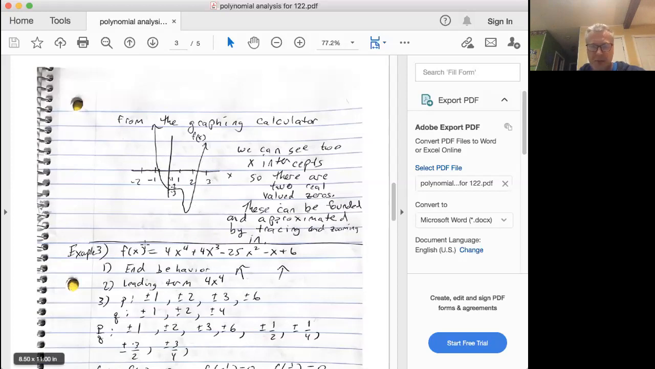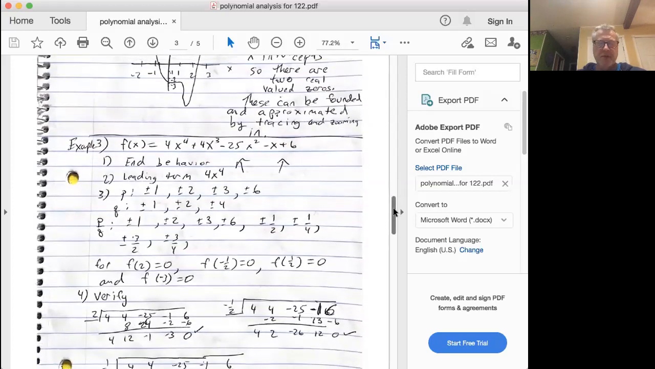I think I have 4 examples on here. So the third example, we're looking at 4x to the 4th minus 4x to the 3rd minus 25x squared minus x plus 6. The end behavior again, it's an even ordered polynomial. Our leading term is 4x to the 4th, so it goes upward in both directions. And again, we look at the 6.